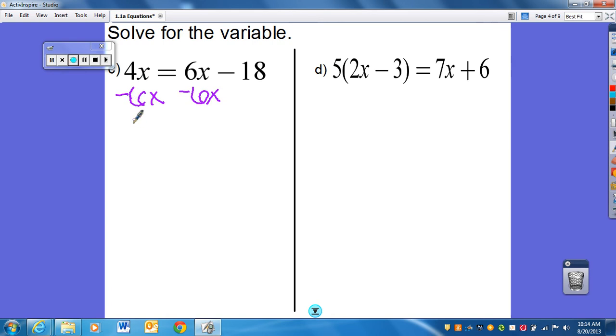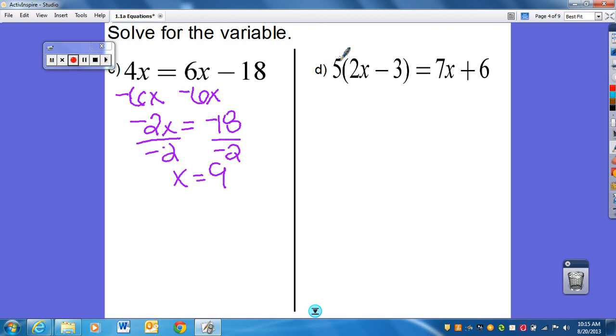4x minus 6x is going to give us a negative 2x, and that's going to equal negative 18. We're going to do the opposite operation. Since the negative 2 is being multiplied, we are going to divide both sides by negative 2. So x is going to equal 9. And again, you can check your answer by substituting the 9 into both places and checking to make sure it is correct.